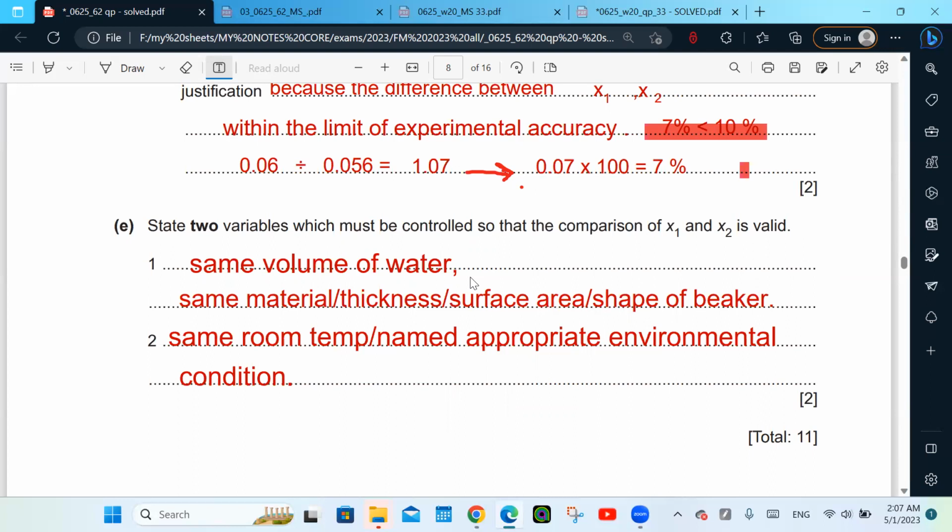I can say that I measure the temperature in the same time interval, that I record the temperature at the same time intervals. I used the same volume of water for both, for example I place 100 cubic centimeters and 100 cubic centimeters, not changing the volume each time. I used the same liquid, not water once and oil once. The shape of the beaker: I can't use a conical flask once, a measuring cylinder once, and a beaker once. You should use the same shape of beaker. The surface area: you cannot use a wider beaker and a narrow beaker.